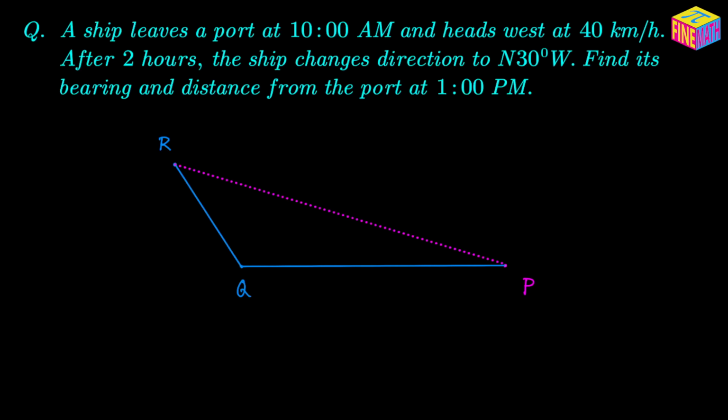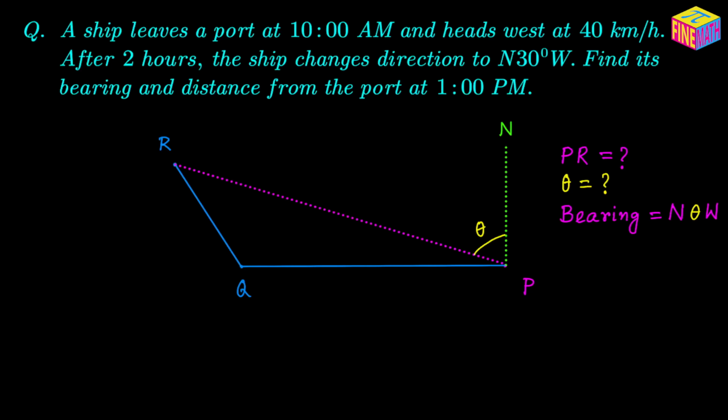And we have to find this distance, which is PR, that will be the distance of the ship from the port at 1 o'clock, and also we have to find the bearing of the ship with respect to the port. So the bearing would be the angle theta. We have to find out what is that angle. Then the bearing would be north theta west, meaning north so many degree west.